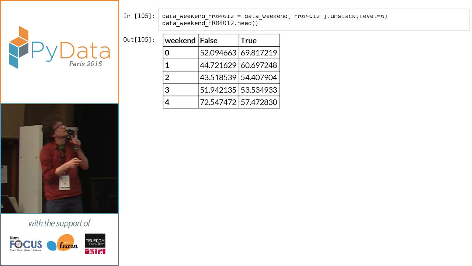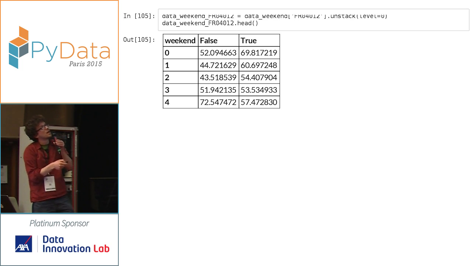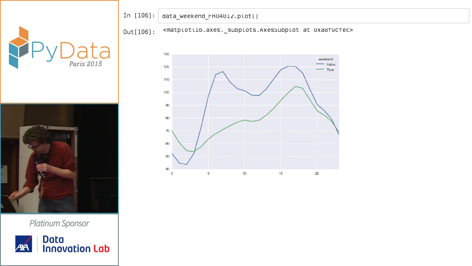So now I have a data frame with false for the weekdays, true for the weekends, and the averages for all the hours. If we plot it, we get something like this.